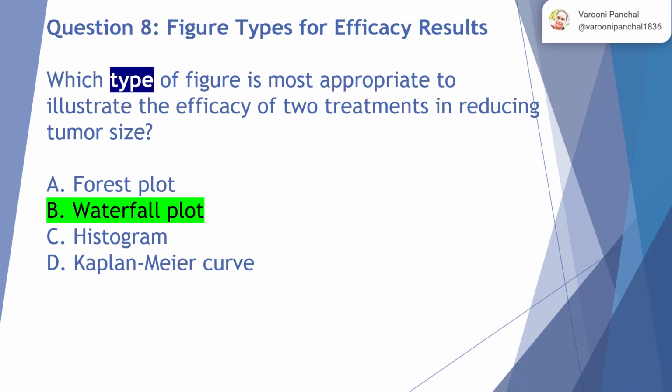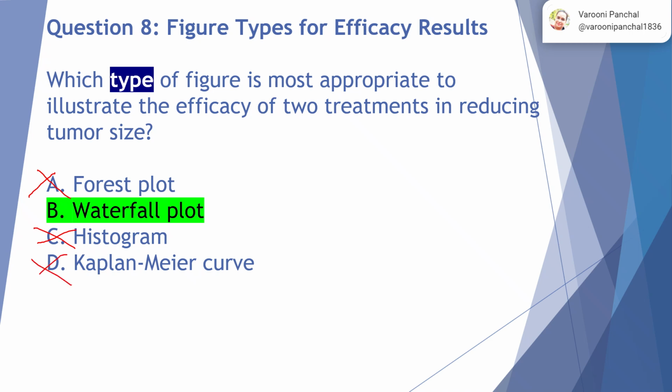Question 8. Figure types for efficacy results. Which type of figure is most appropriate to illustrate the efficacy of two treatments in reducing tumor size? Now, forest plot is not the right answer, because we don't use this plot for reducing tumor size. Histogram is just like a bar chart, so that is also not helpful. Option D is Kaplan-Meier curve.